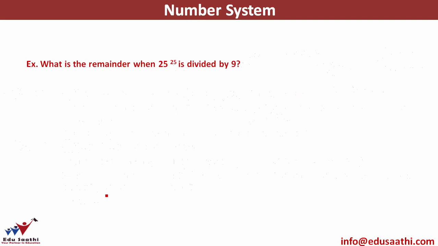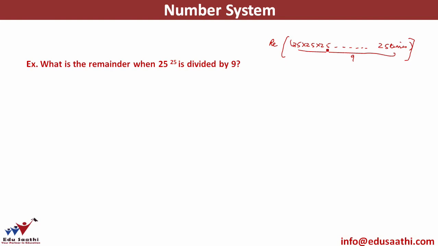Let's look at another question. We'll use the same thing. What is the remainder when 25 raised to power 25? Now what is 25 raised to power 25? That means it is 25 which is written how many times? 25 times, divided by 9. I have to find out the remainder when this number is divided by 9.